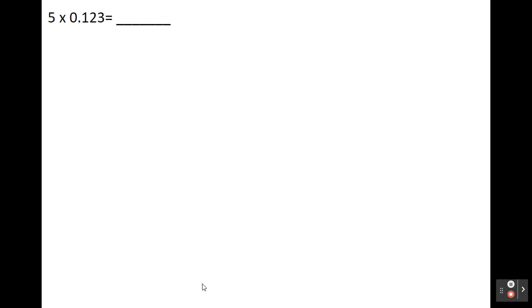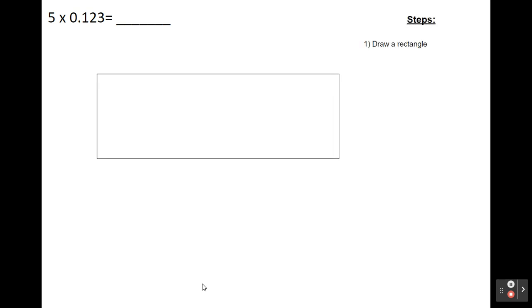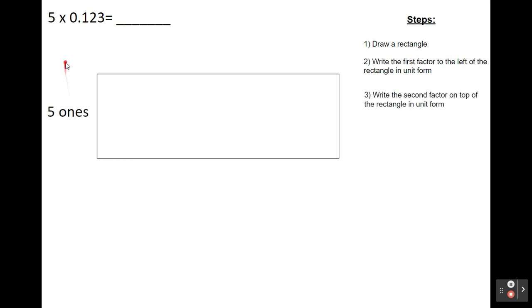Let's try one more. Here we're going to multiply 5 times 0.123. Let's start by drawing a rectangle. We're going to write the first factor, the 5, in unit form to the left of the rectangle. So let's put 5 ones. Now we're going to write the second factor, which is 0.123, in unit form at the top of the rectangle. So we can see there's a 1 in the tenths place, so we're going to put 1/10, plus the 2 is in the hundredths place, so 2/100, plus the 3 is in the thousandths place, so 3/1000.